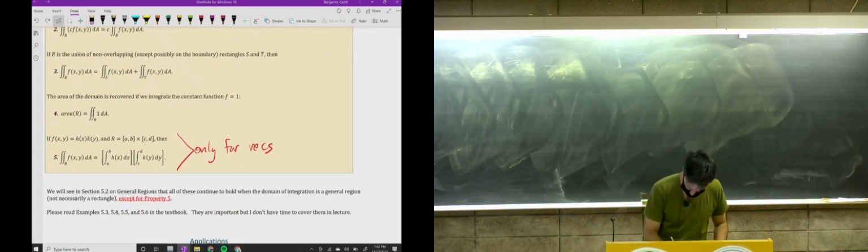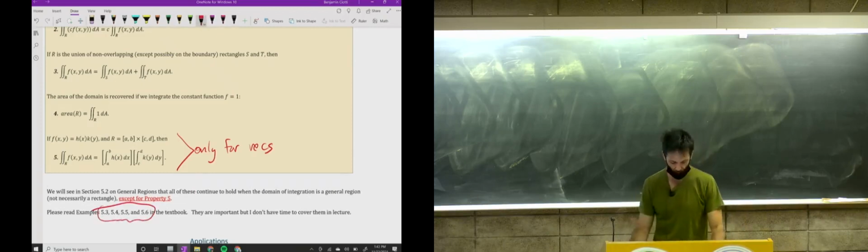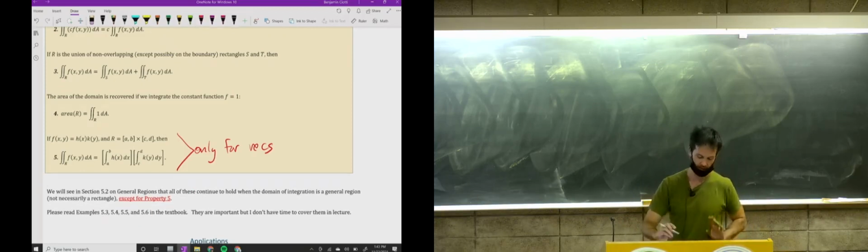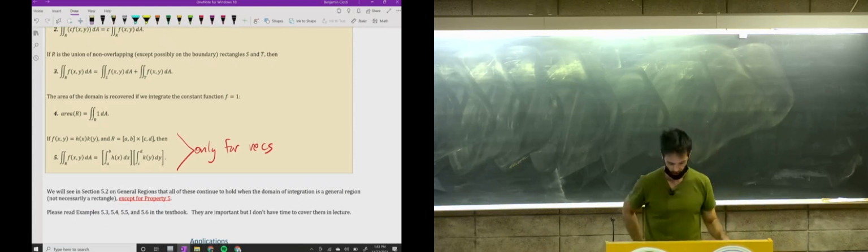Okay, let's see. So yeah, I just said this. There's some examples in the book, like 5.3, 5.4, 5.5, and 5.6, which show you examples of the use of these properties. I'm not going to have time to cover them all, but you should totally read them because they're important. I just don't have time to cover them in lecture.